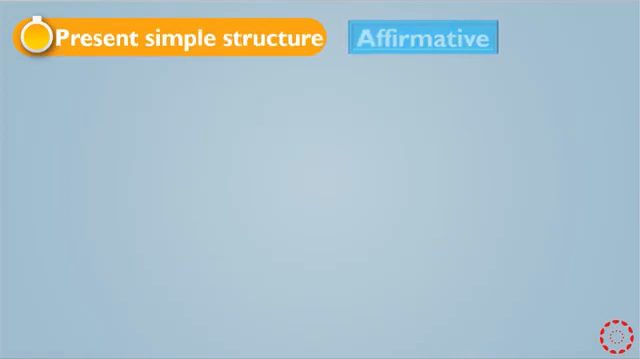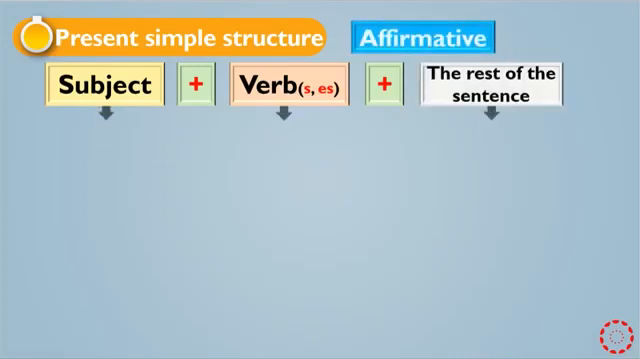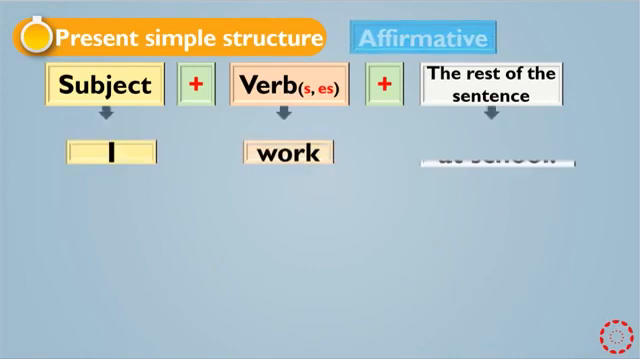The present simple structure is just like that. In affirmative form, it's subject plus verb with s or es plus the rest of the sentence, which is the complement. For example, we have I work at school. I is the subject and the verb is work. At school is the complement.